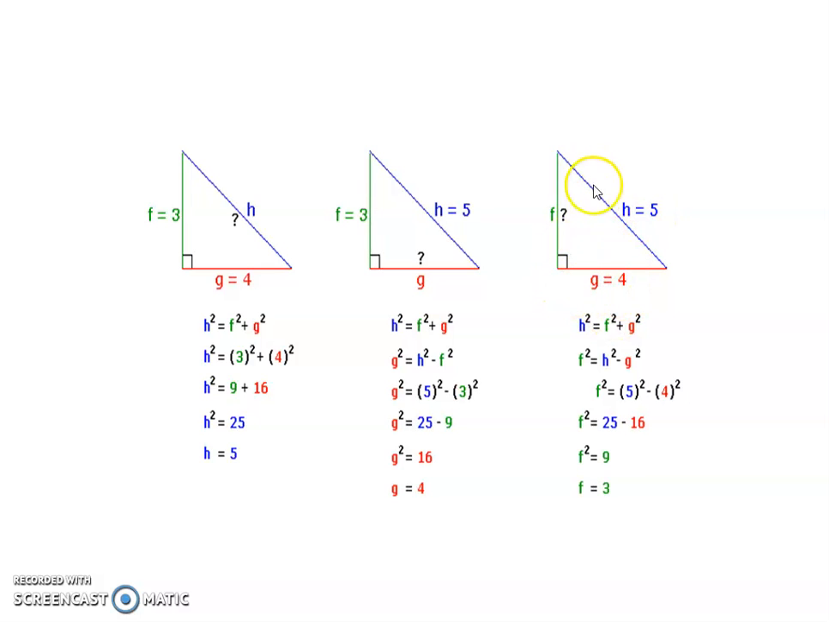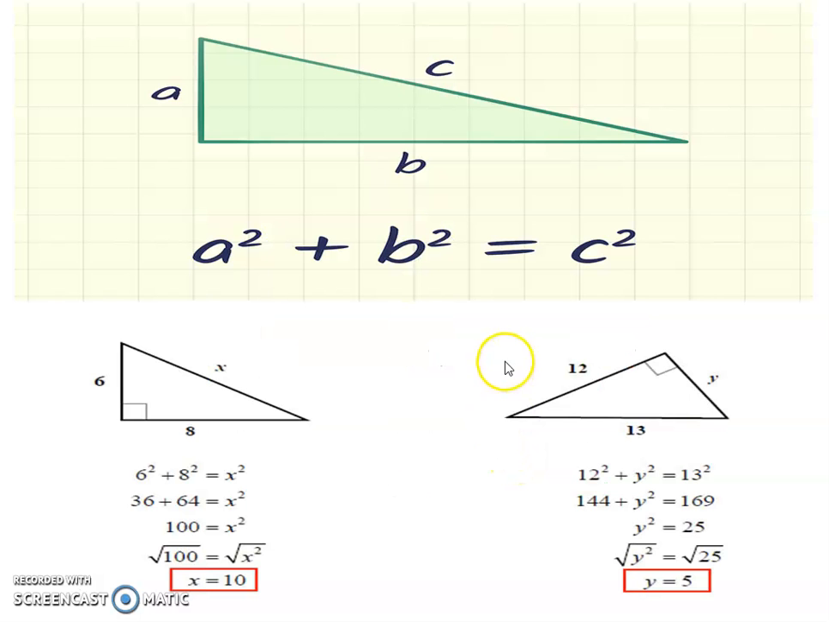Now last but not least, we have to find one side, that is f. Hypotenuse is 5, g is equal to 4. Now h square is equal to f square plus g square. We have to find f square. F square on the right-hand side remains the same. Now we shift the g square. So h square minus g square is 5 square minus 4 square, that is 25 minus 16. F square is 9, and the square root of 9 is 3. So we have to take the square root of both sides. In this way we can find any side 1, side 2 or hypotenuse using the Pythagoras theorem.